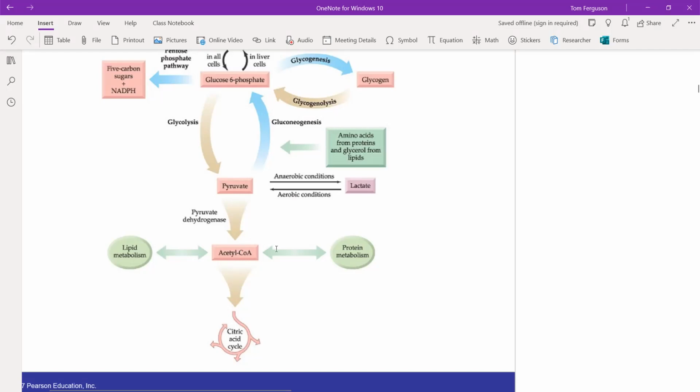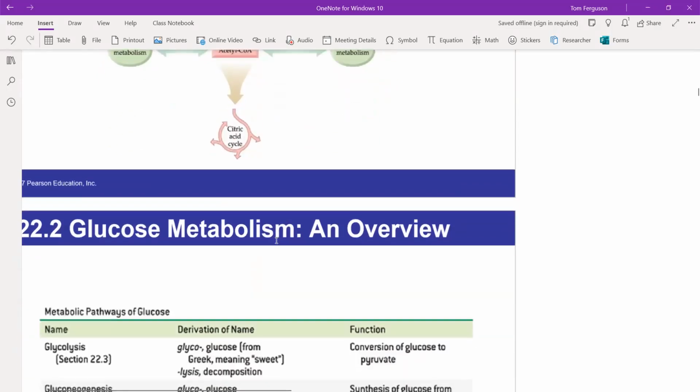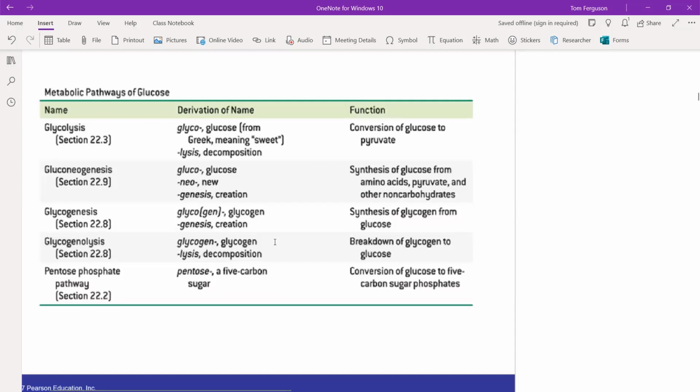If you are lacking glucose, you have a pathway that'll convert the protein into acetyl-CoA, also fat into acetyl-CoA. And then from there, you can go ahead and enter the citric acid cycle. Okay, there are some processes that I'm going to be talking about here. First one is glycolysis. Okay, that's where we're taking glucose and converting it to pyruvate. Gluconeogenesis is synthesizing glucose from amino acids, pyruvate, and other non-carbohydrates. And that happens when we have a deficiency of glucose, and the pathways will dictate reforming that glucose.